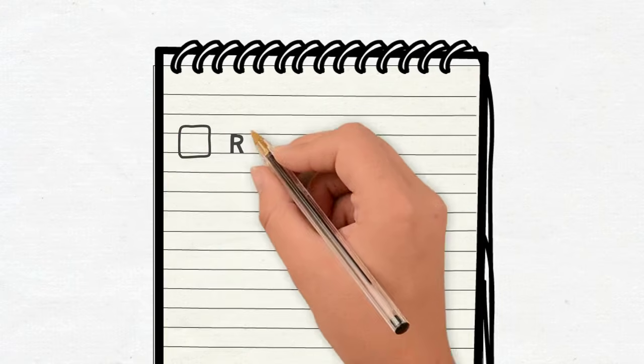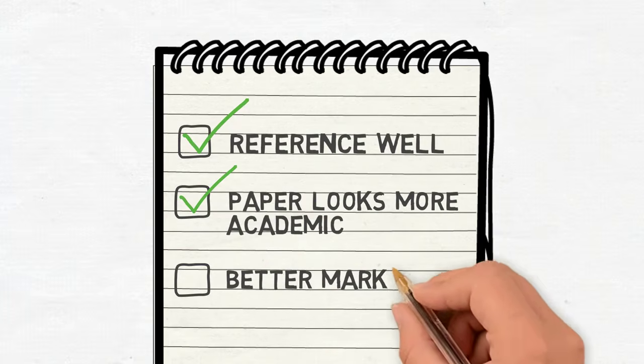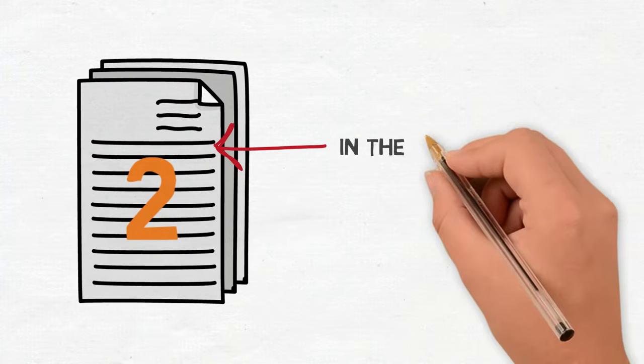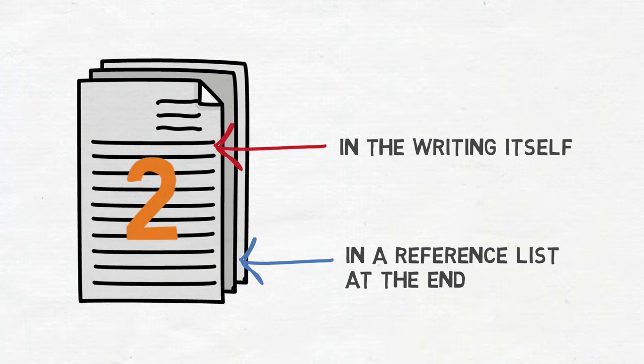But the good news is, if you reference well, your paper looks more academic and you can get better marks. It is easy once you know how. You have to reference information in two places. You have to reference in the writing itself and then in a reference list at the end.